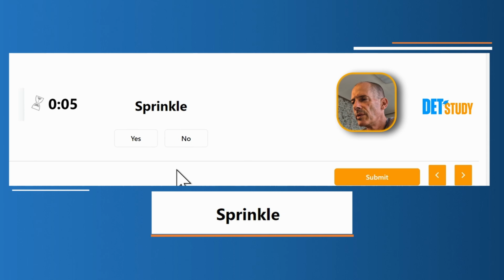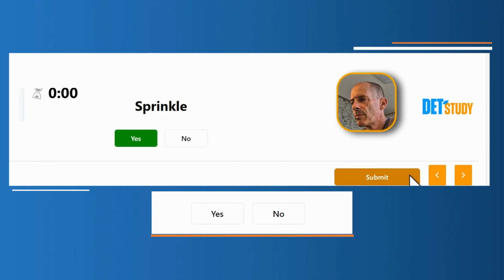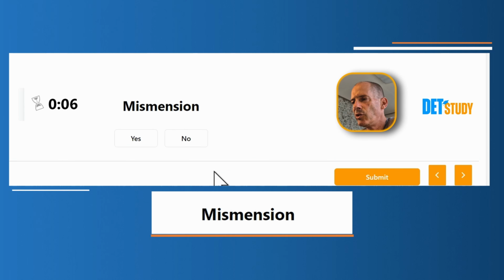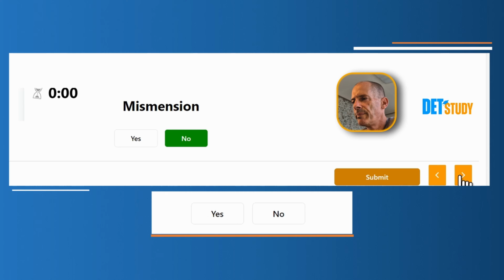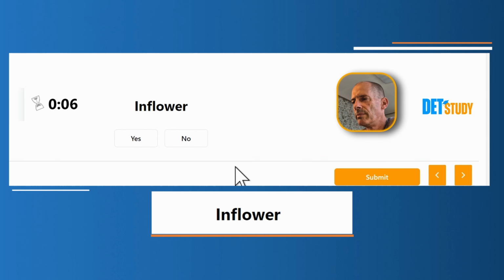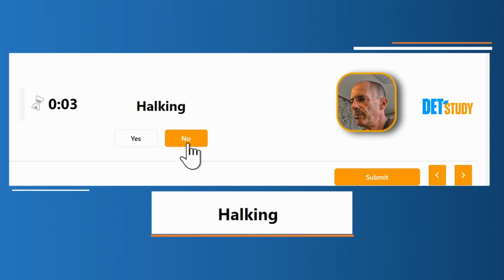Sprinkle. That is a word. Mismention. You can see how I'm pronouncing it. It doesn't sound like a word. Okay. Inflower. Have you ever heard of that word? Inflower? No, we have not. Hulking. No.